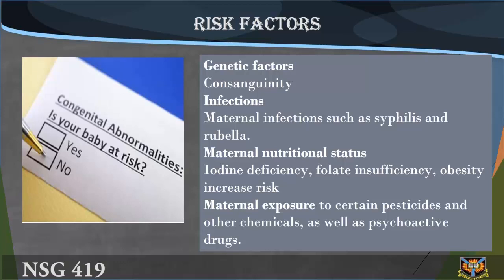Environmental factors. Maternal exposure to certain pesticides and other chemicals, as well as certain medications, alcohol, tobacco, psychoactive drugs, and radiation during pregnancy may increase the risk of having a fetus or neonate affected by congenital abnormalities. Working or living near or in waste sites, smelters, or mines may also be a risk factor, especially if the mother is exposed to other environmental risk factors or nutritional deficiencies.